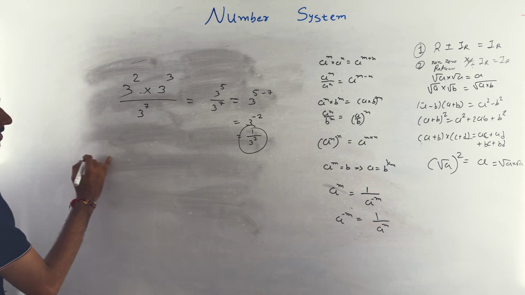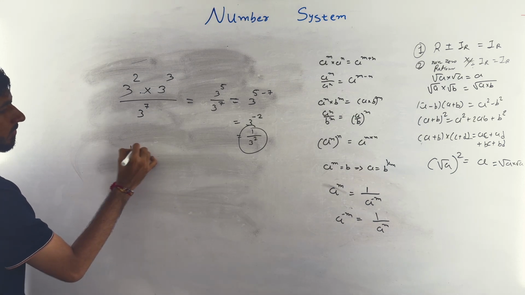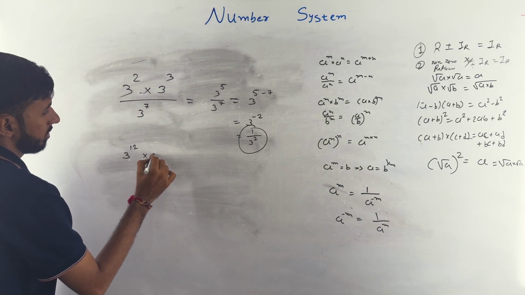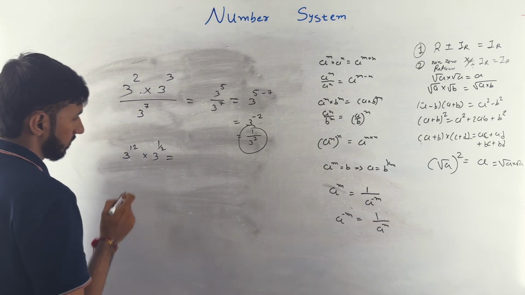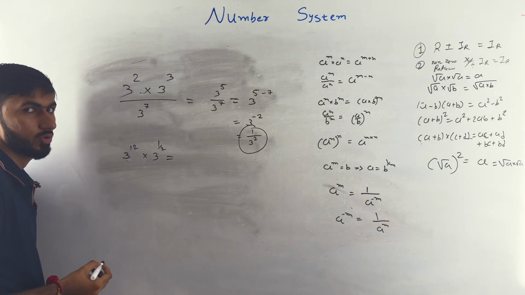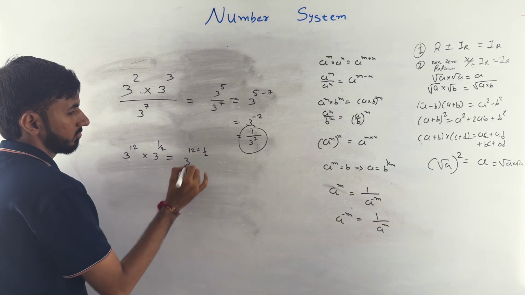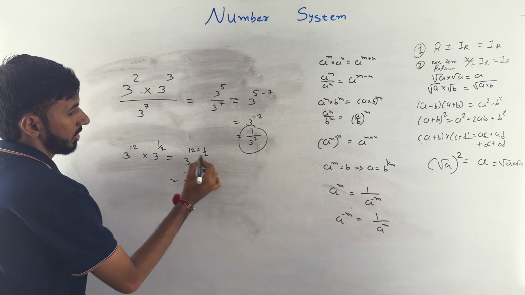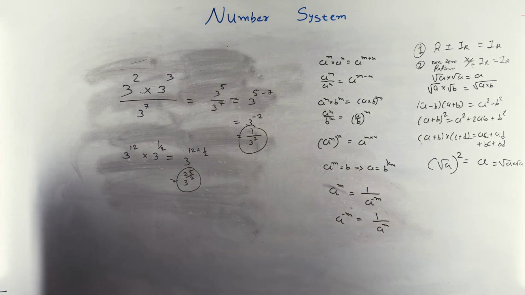Now what if I have 3 power 1/2 multiply 3 power 1/2? The process will be the same, the rules will be the same. Here I have multiplication, same base, I just have to add the powers. So 3 power 1/2 plus 1/2. Now simply add, I have to take LCM, so the answer will be 3 power 25 by 2. This is our answer, right?